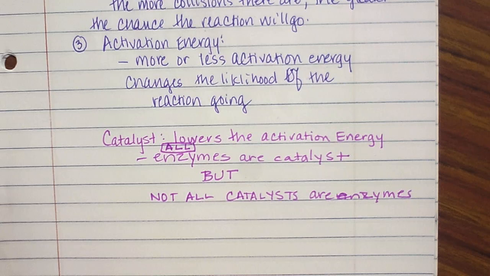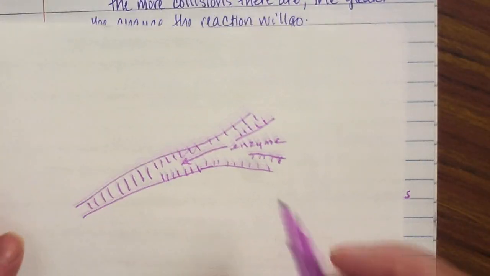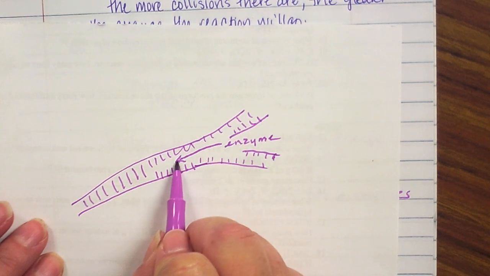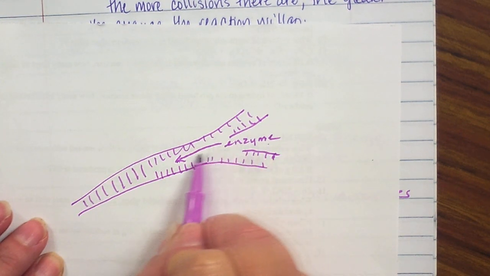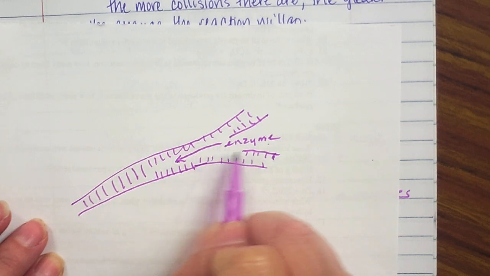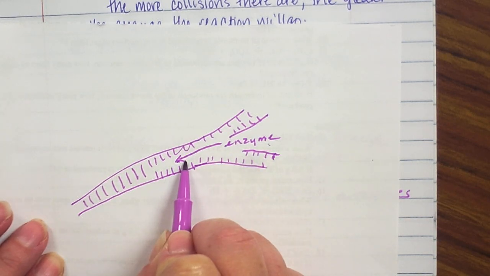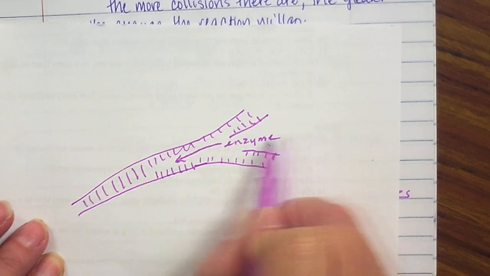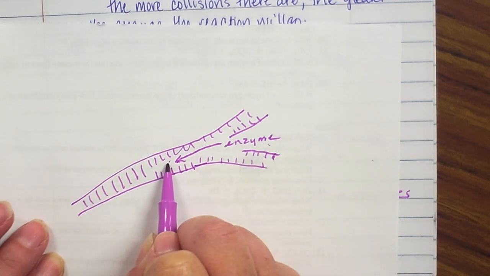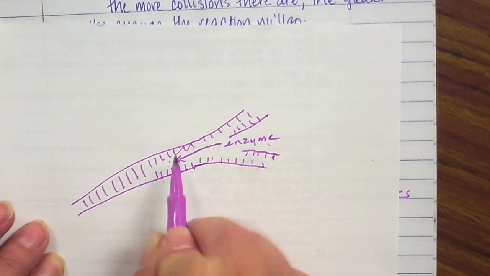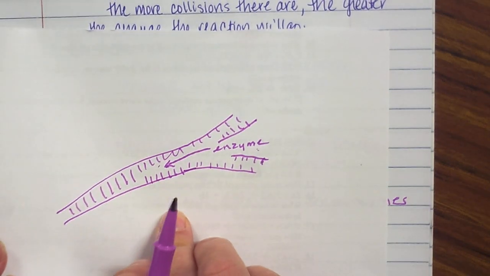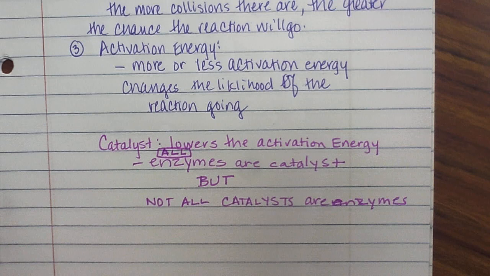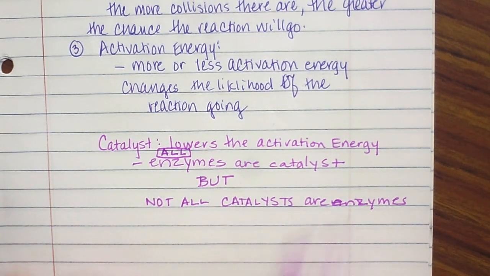The difference is that enzymes are very specific catalysts. So this enzyme does only this. This enzyme does only this. And so this enzyme is a catalyst because it has only one job. All enzymes have only one job. They do only one thing, and this is their job. So all enzymes lower the activation energy. But not all catalysts are enzymes.